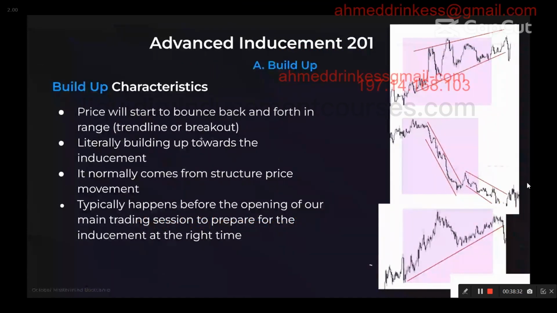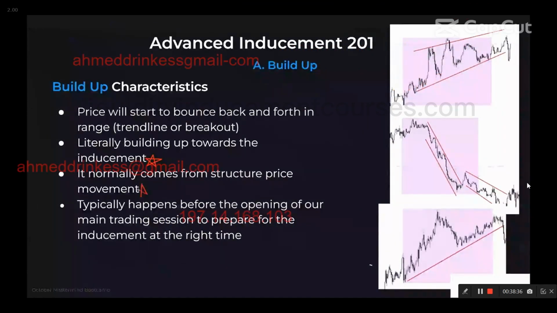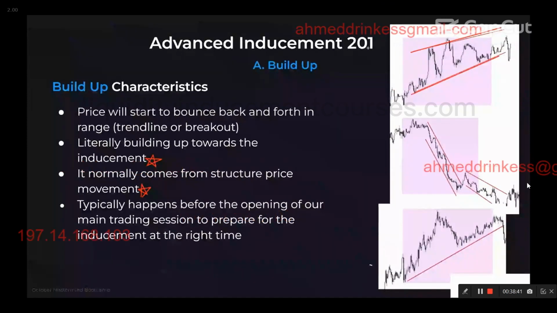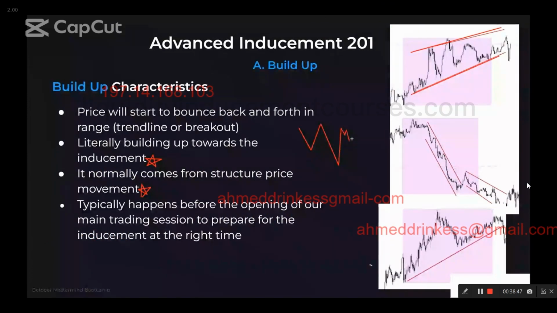It's literally building up towards the inducement. That is just the most important point to know right here. If you had to know anything, these 2 points right here. When you're building up, we're just now classifying where these buildup ranges are, but it's literally building towards the inducement. So if I were to ask everyone right now, if you had this, where is the buildup and where is the inducement?